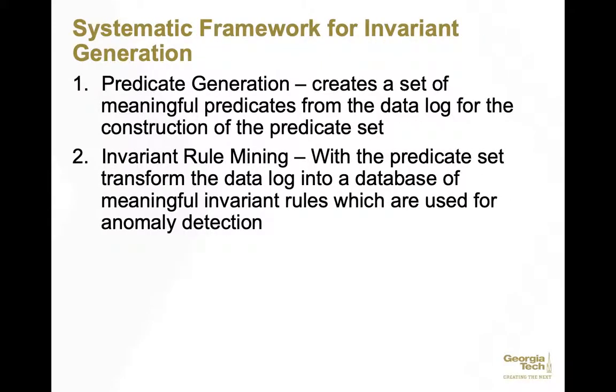The systematic framework for invariant generation involves two steps. The paper proposes the systematic framework for invariant generation from an arbitrary data log from an industrial control system. The first step is predicate generation. This creates a set of meaningful predicates from the data log for the construction of the predicate set. The second is invariant rule mining. With the predicate set from the previous step, it transforms the data log into a database of meaningful invariant rules which are used for anomaly detection.